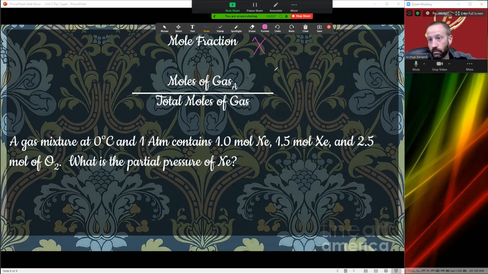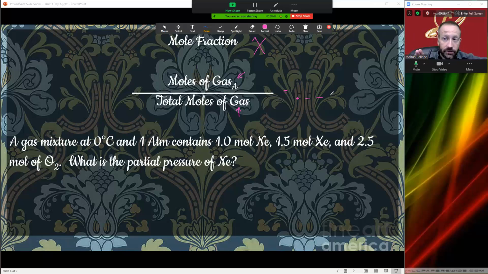So X, fancy X. Okay, Greek letter chi is mole fraction. What is mole fraction? It's what it sounds like. It's the fraction of moles. It's the moles of whatever gas you're worried about divided by the moles of all the gases in total. And we do not multiply by 100. We leave it as a decimal. We often like having two digits after the decimal: 0.92, 0.04, 0.68. Okay.